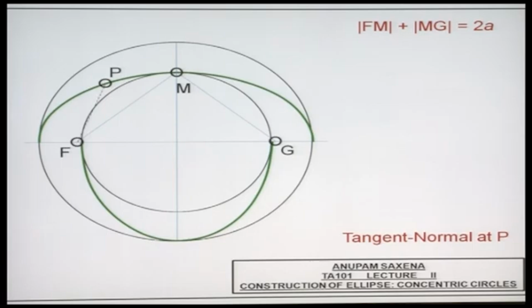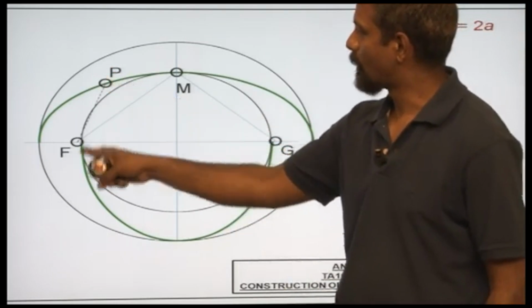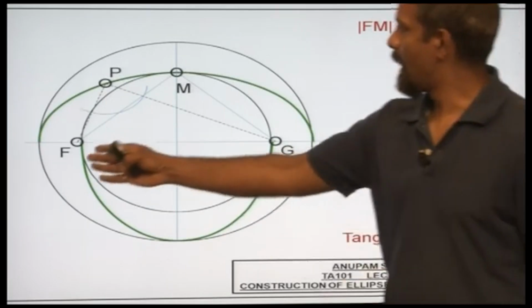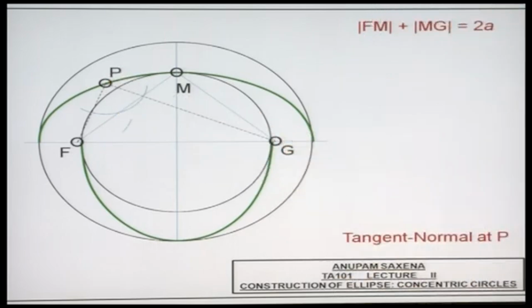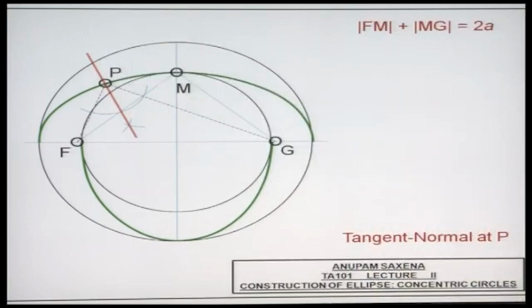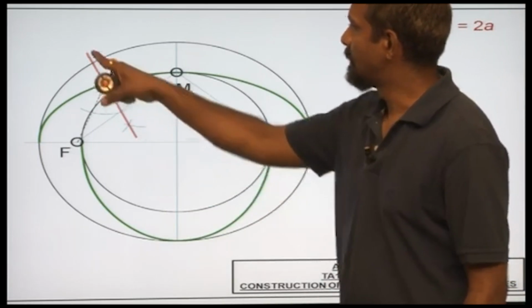Having found the two foci, I'll draw a line segment joining F and P. I'll draw another line segment joining P and G. I'll take the angular bisector of the angle FPG. You know how to draw the angular bisector. And this line over here essentially will be the normal at point P. All I need to do is, using a compass or using a ruler, I have to bisect this angle.